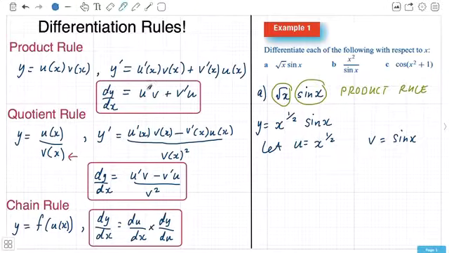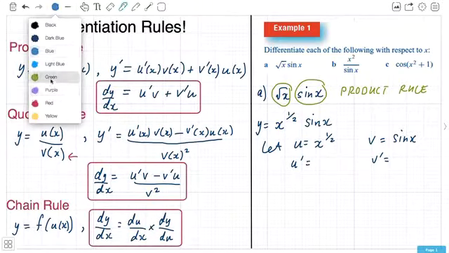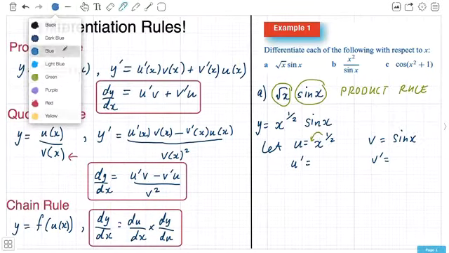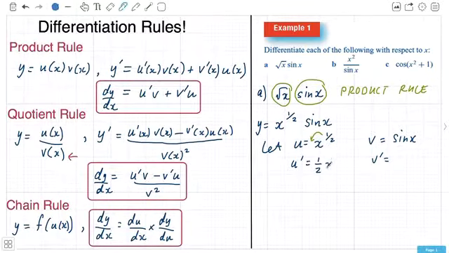Now in the formula you can see we need the derivative, u dash, and we need v dash. We need to know how to differentiate x to the power of a half. When you're differentiating powers of x, the power always comes down the front. So we end up with a half x, and then we always subtract 1 off the power. So we're going to have a half x to the negative a half, because if you take 1 away from a half, you get negative a half.